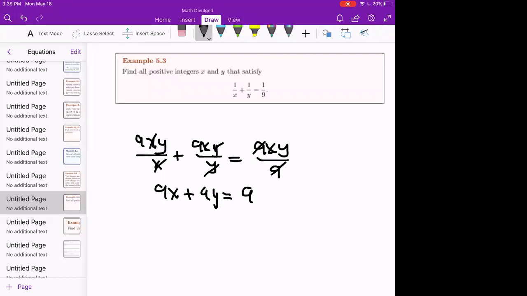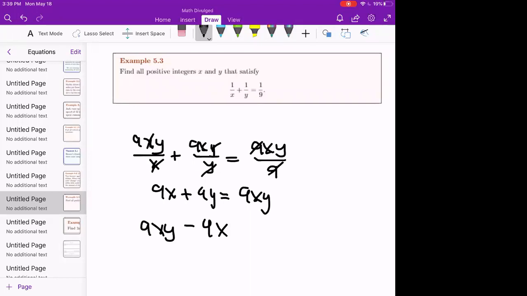And then we can move the x and y terms to one side in order to make it easier for us to factor. 9xy minus 9x minus 9y is equal to 0. Or sorry, not 9xy, just xy. The 9's got canceled. Or I think it's better to just do this.